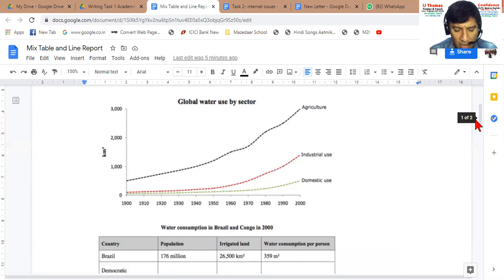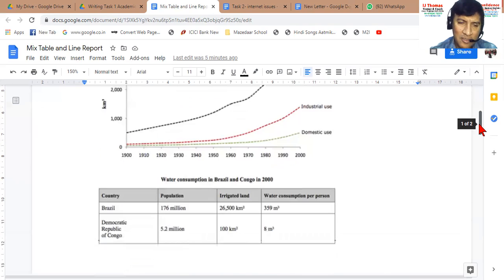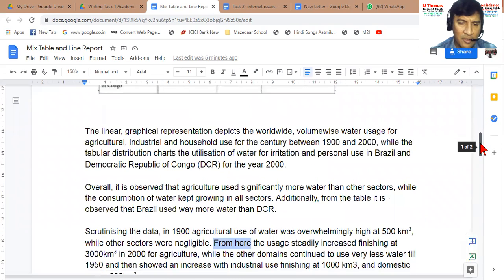Very good. This is called referencing language. If you use this, you will have great scores. So don't say from 1900. You already mentioned 1900 in the previous sentence. Instead of putting too much 1900, we can use this, like from here. From here, what happened?